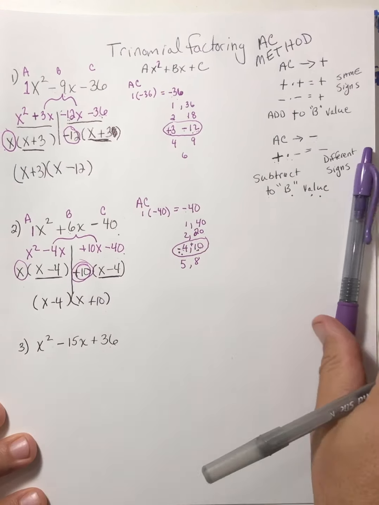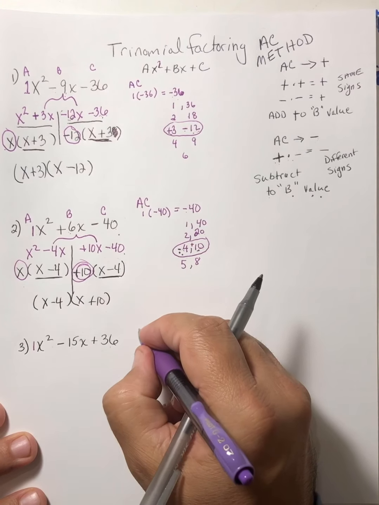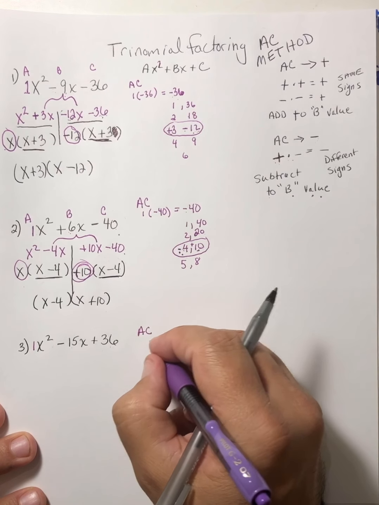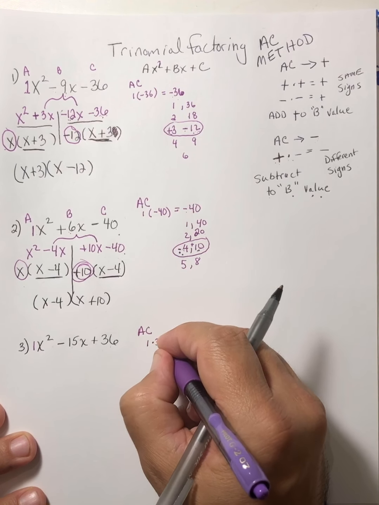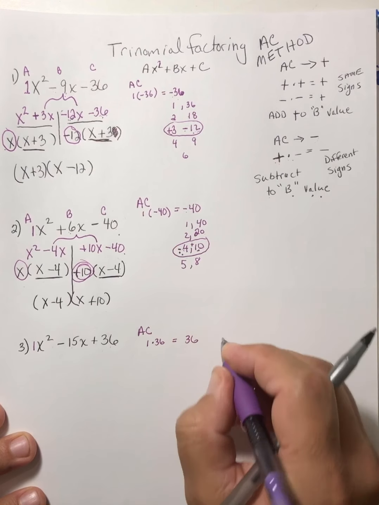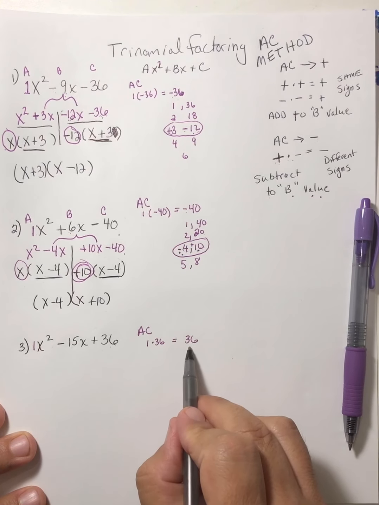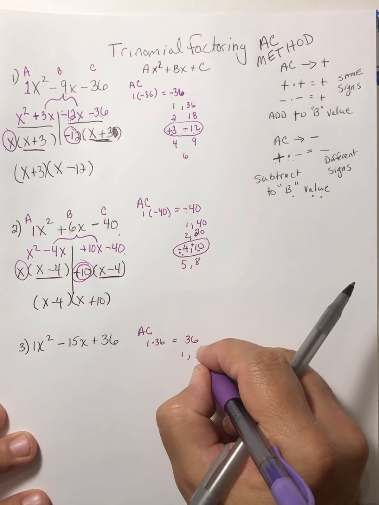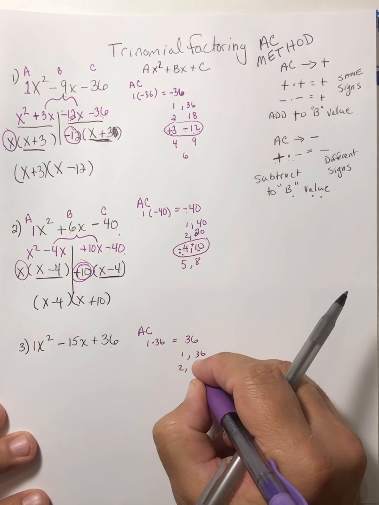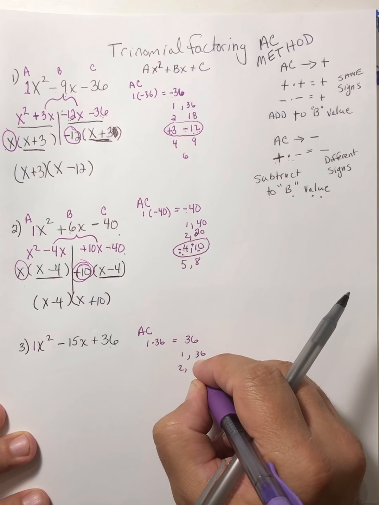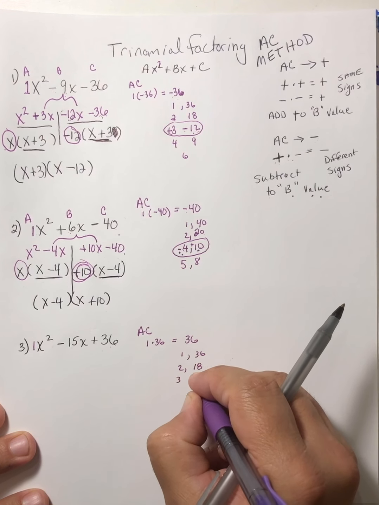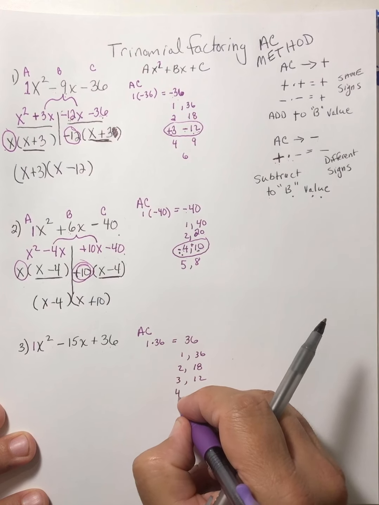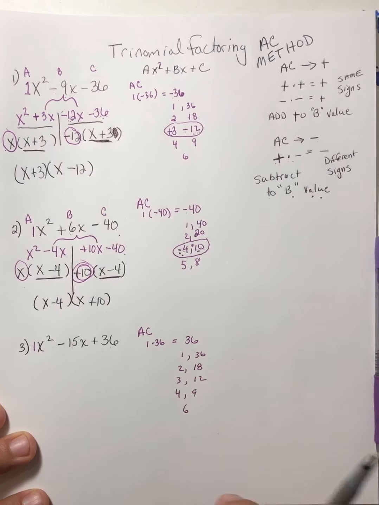So our A times C is a 1 times 36, so that gives us 36. So I need all the factors of 36. 1 and 36, 2 and 18, 3 and 12, 4 and 9, and then 6.